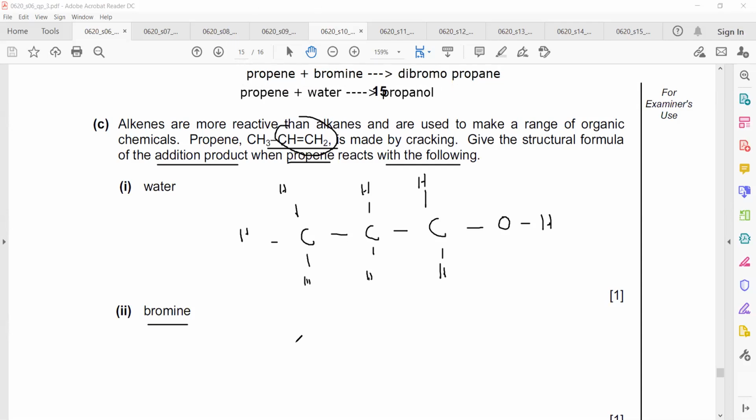So if you want to draw the structure, the first one is CH3, the second one is CH, and the third one is CH2. The double bond you will break, and one bromine is added to the first carbon which is having a double bond, and the second bromine is added to the second carbon which is having a double bond. So this will be the product, dibromopropane or 1,2-dibromopropane, because on the first and second position we have bromine.